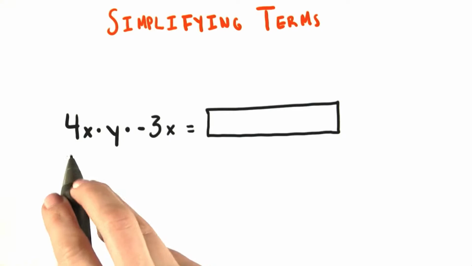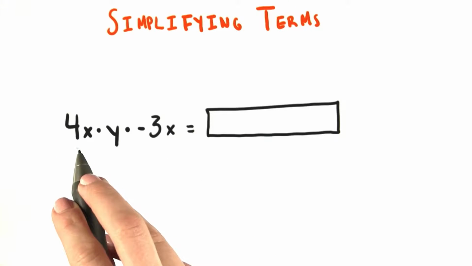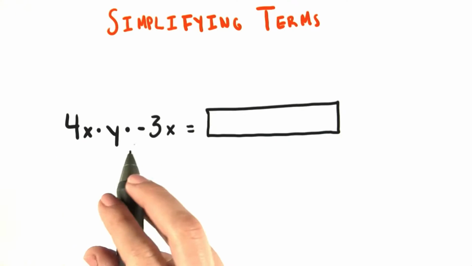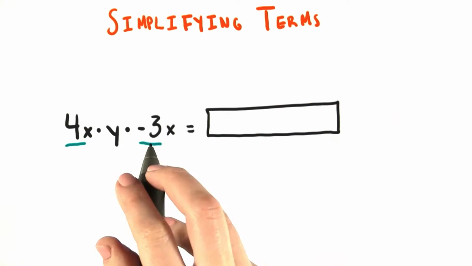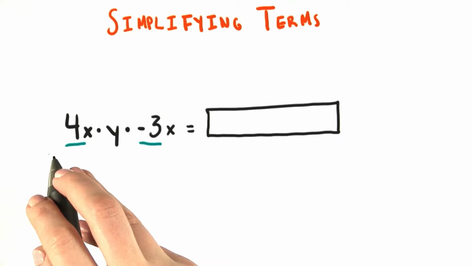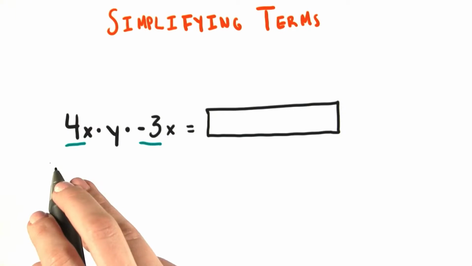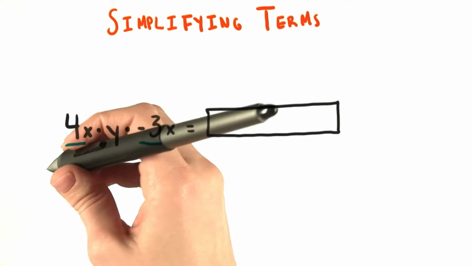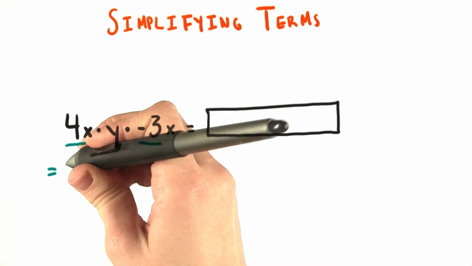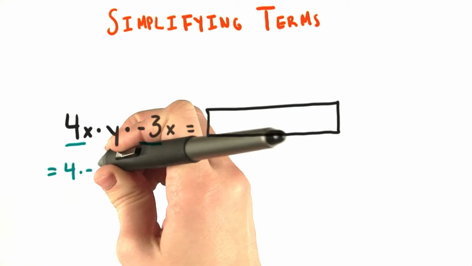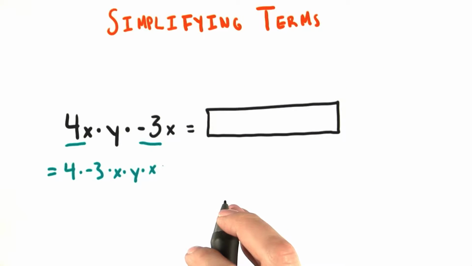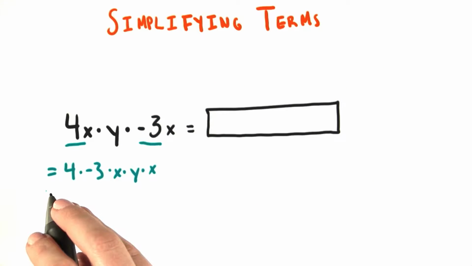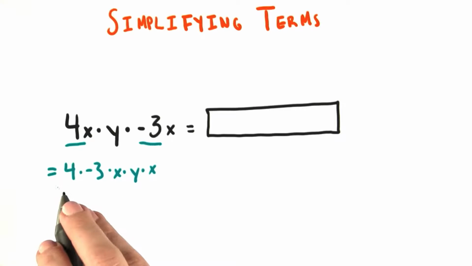So as always, we're going to start to simplify this term by identifying the constant factors in it. For those, we have 4 and -3. And remember, we want to move those to the front of the term so that they are the first two factors that we have written. So this term is equal to 4 times -3 times the variable factors that we have left over, x, y, and x. So right off the bat, we know how to deal with two of the factors here.